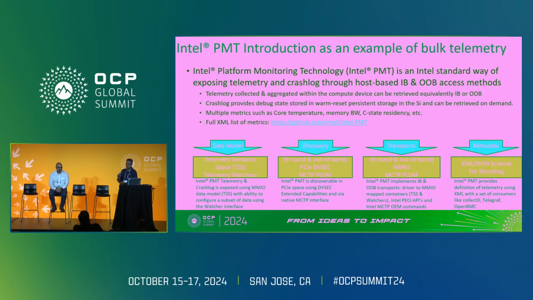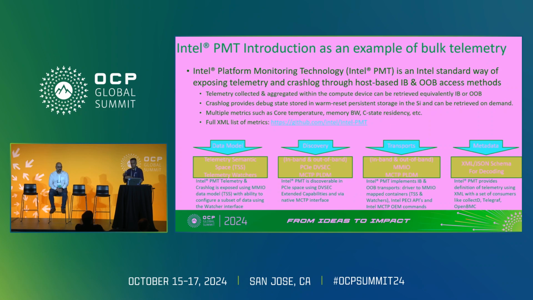For example, crash logs provide debug state stored in warm reset persistent storage in the silicon, which can be retrieved on demand, which is one of the common use cases that you have seen. We also could look at some of the metrics such as core temperatures and memory bandwidth, C-state residencies, NIC utilizations, and network traffic, and all sorts of components that are contributing to the system. To get a very high-level overview, we have published the XML in our Intel GitHub repo on PMT, where you can see the full list of XML of all the metrics that are available on our current generation Xeon 6 platform and the upcoming generations of products.